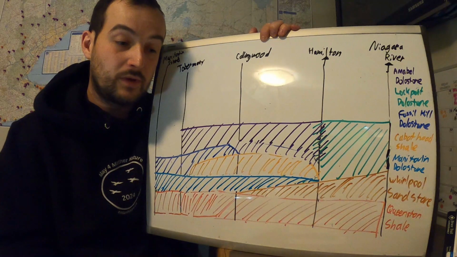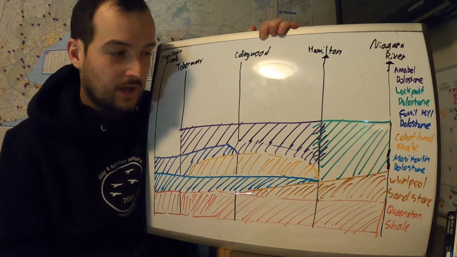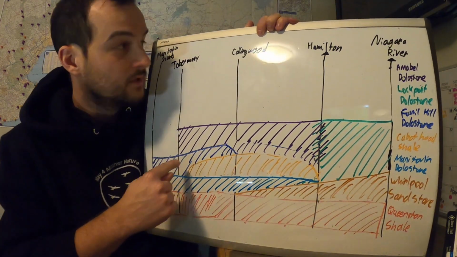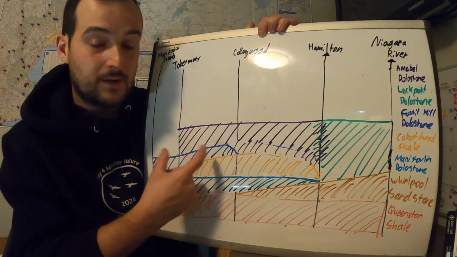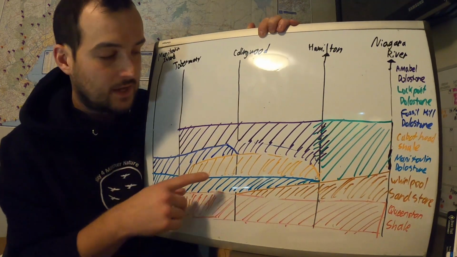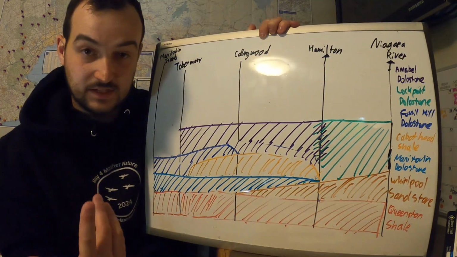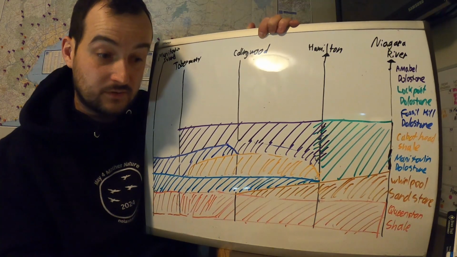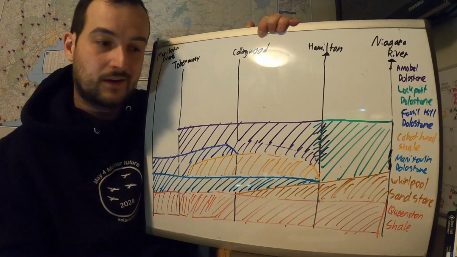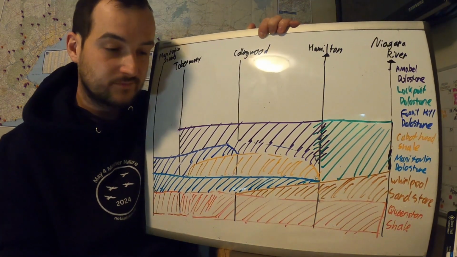So next up we have Fossil Hill Dolostone. It is this blue layer here. So it starts in the Collingwood area, and until the Cabot Head Shale disappears, it is sitting on top of that, and then it just kind of continues on top of the Manitoulin Dolostone. And it was formed in a sea, and obviously from its name, it's full of fossils.